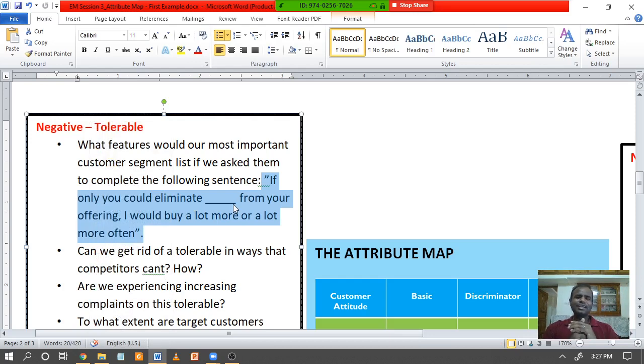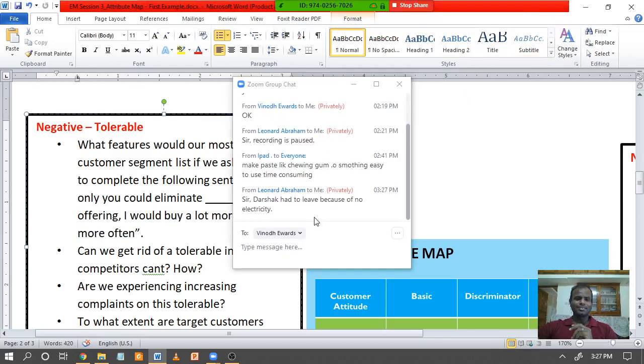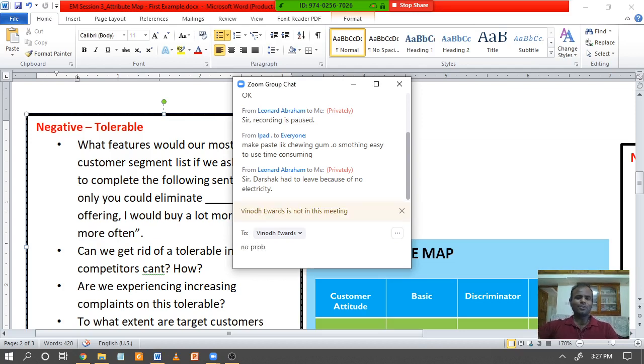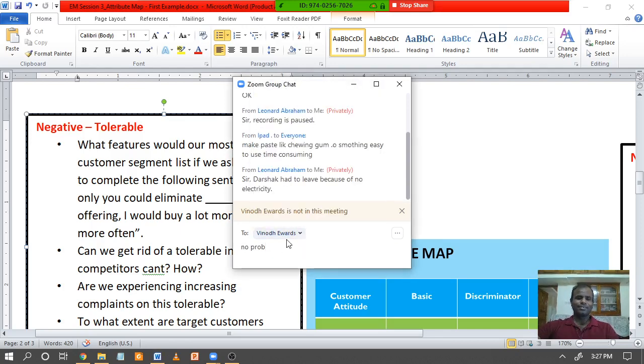For example, from our university, what is that one thing that is kind of irritating them? It's kind of inhibiting them, the students and their parents, from joining the university. What would be that one thing, one negative? Yes. What do you guys think?